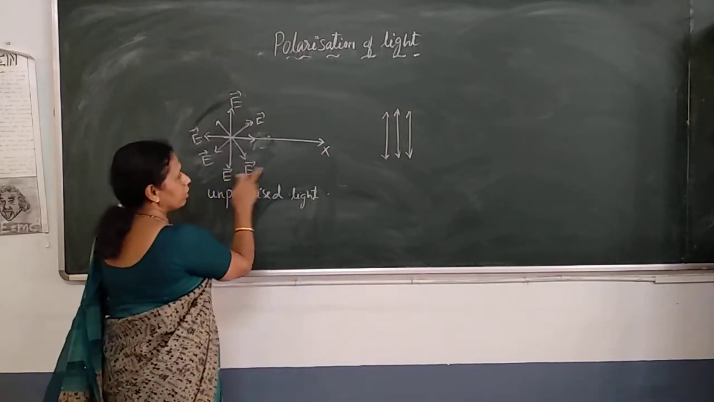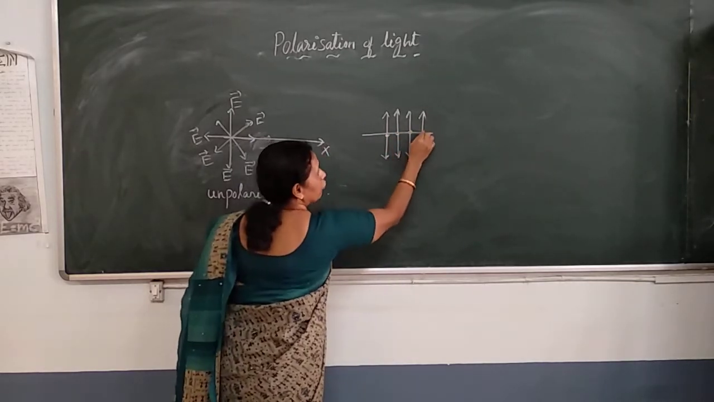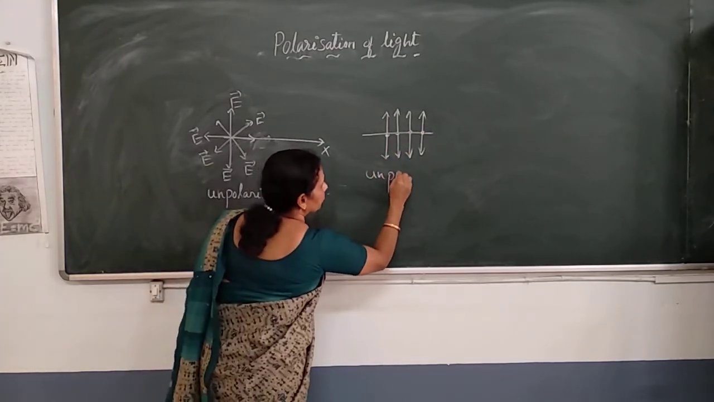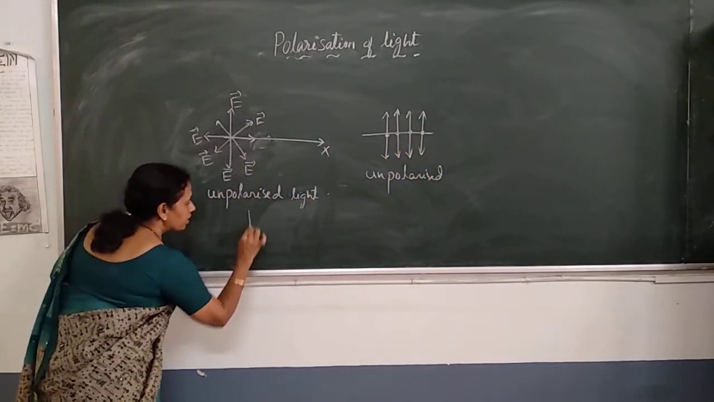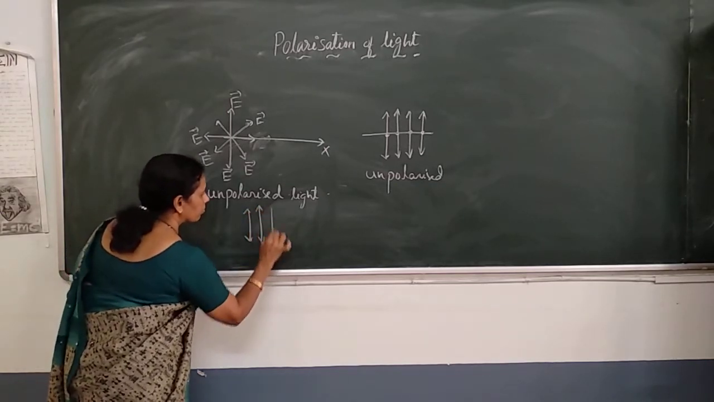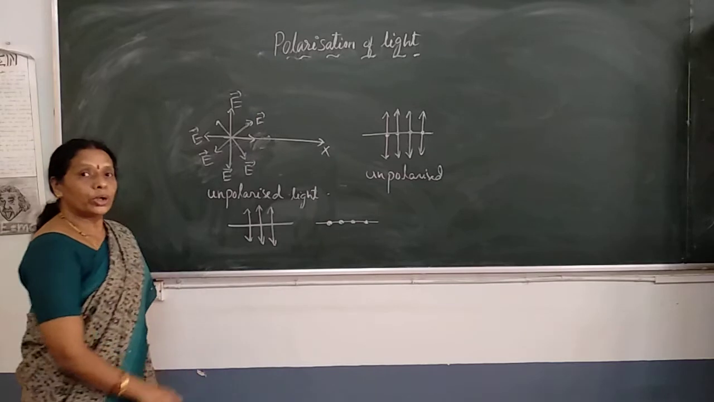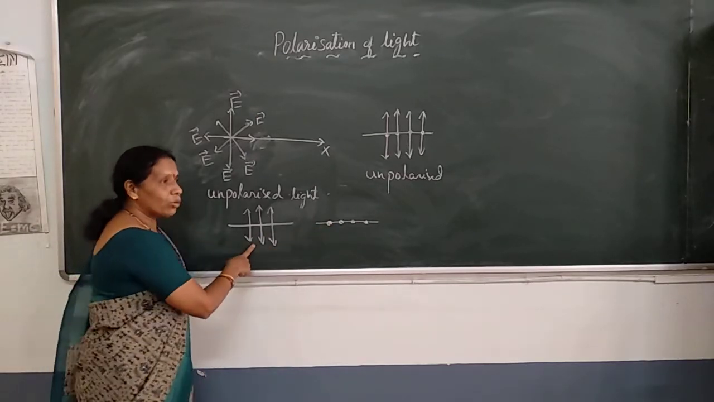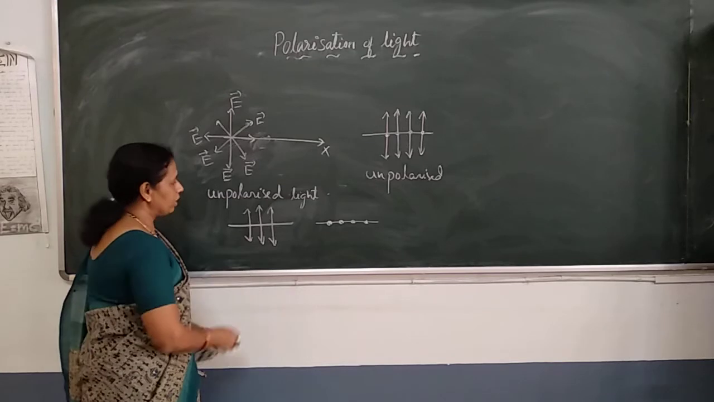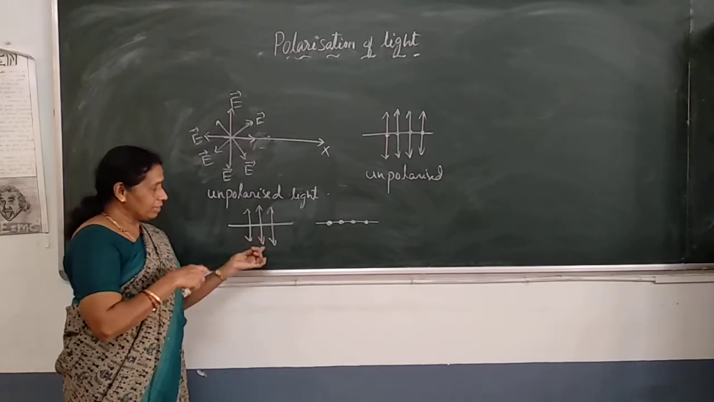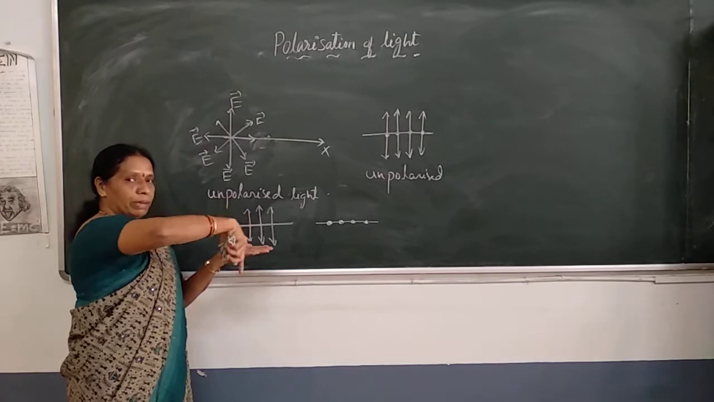One more thing, this unpolarized light is also represented like this. This is also the representation of unpolarized light. Unpolarized or partially polarized. The polarized light is represented like this. This is the representation of polarized light. The difference is here the vibrations of the electric vector are in a plane parallel to the plane of the paper. Say for example, suppose this is the plane of the paper. Here in this polarized light, suppose this is the direction of propagation, then the vibrations are parallel to the plane of the paper.